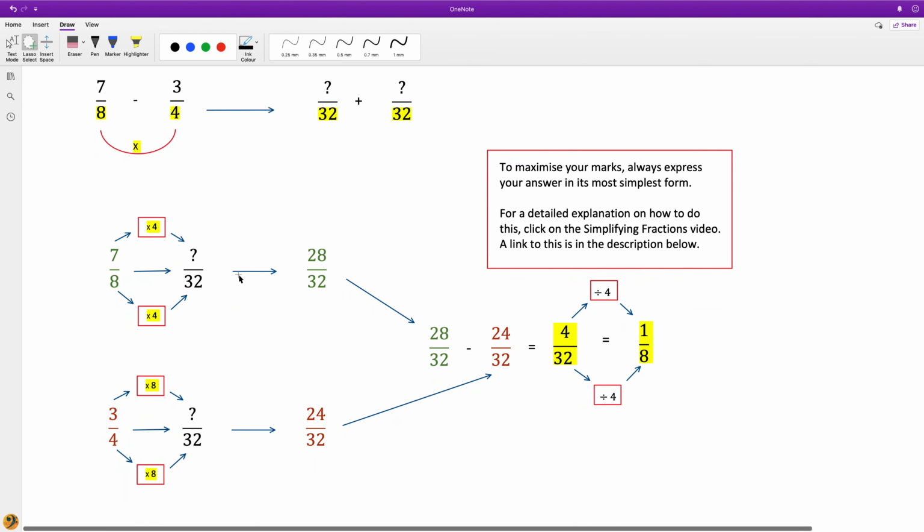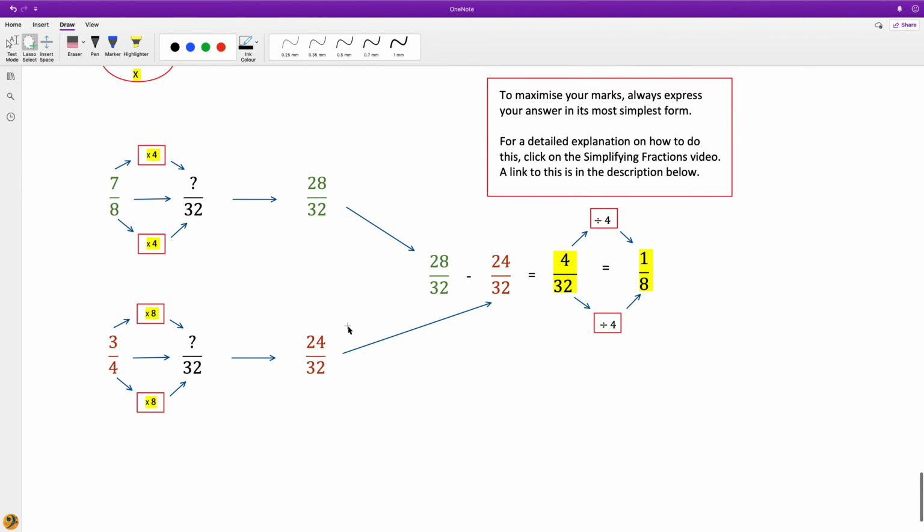So with this method, you just multiply the denominators together to give you your common denominator. But just beware that doing it this way will give you the correct answer, but you may need to do an extra step at the end to simplify your final fraction if it's not already in its simplest form.